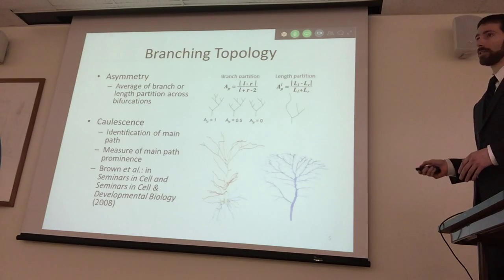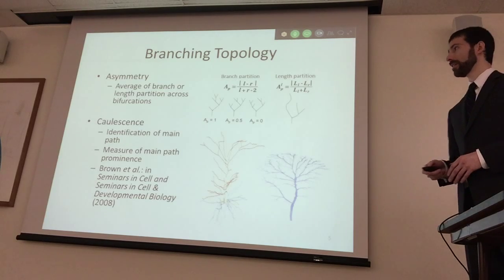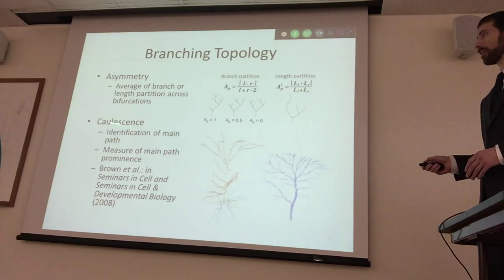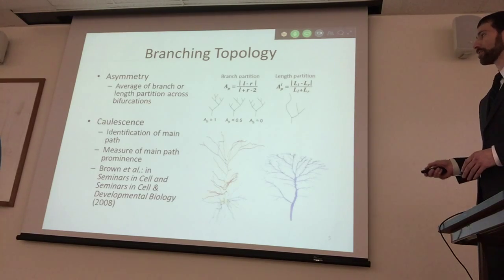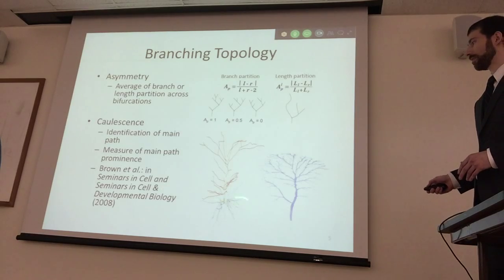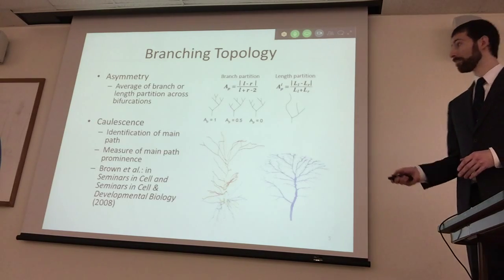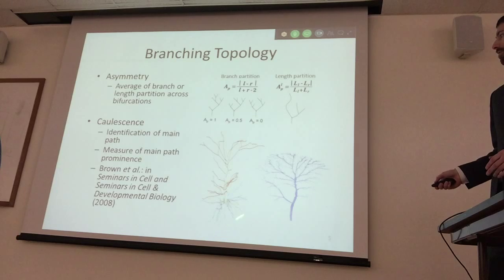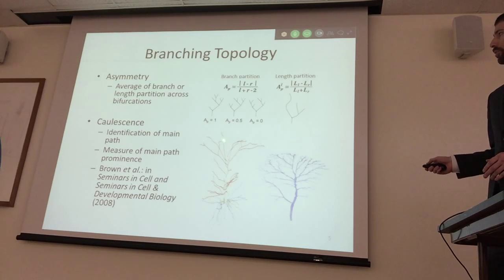So one thing that Giorgio Ascoli, Carrie Brown, and I developed a few years ago was a measure called coalescence, which is based upon this partition asymmetry, but looks for the main path. And so here, it's a bit hard to see, but this yellow path is the main path of this apical dendrite, and there's a number of main paths coming off of the basal dendrite of this pyramidal cell. But really, we're looking at the prominence.